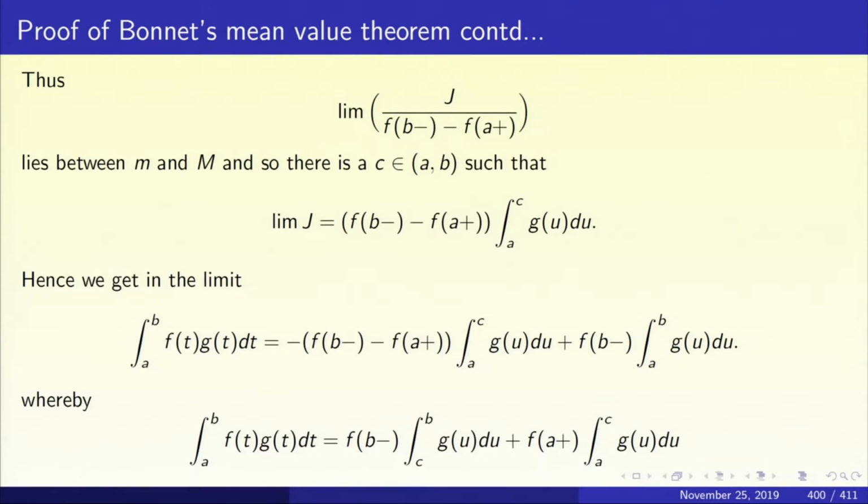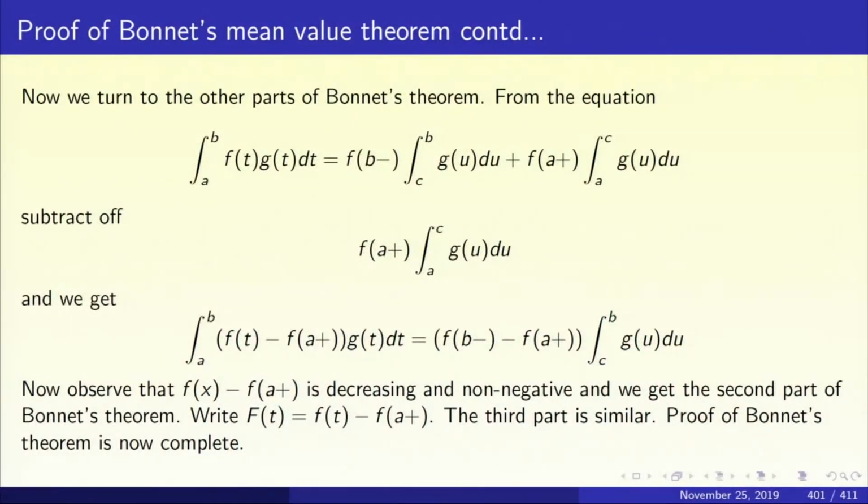Now a little simplification will give you the result that was displayed, and that completes the proof of the first part of Bonnet's mean value theorem. Observe and flag all those places where monotonicity of f was used. It is very, very crucial.